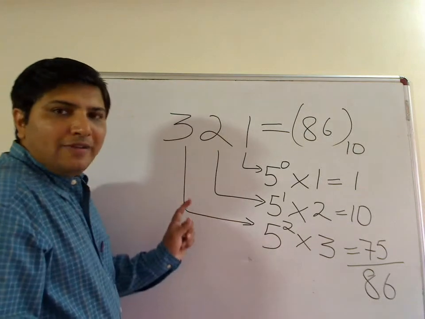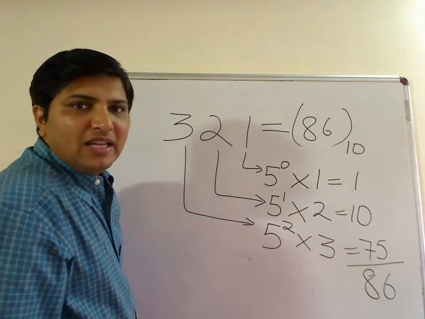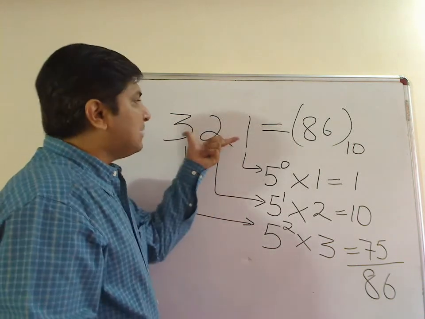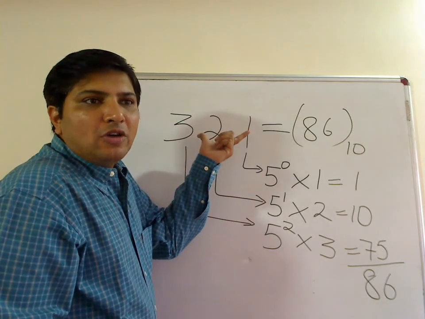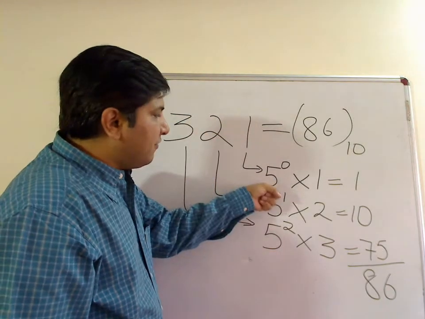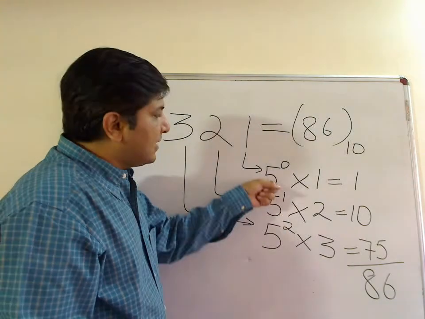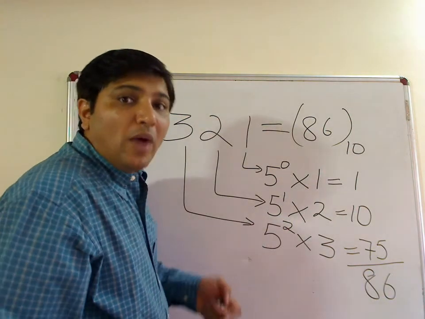Okay. Now I will try and explain to you the meaning of this particular structure of writing. But please understand this, that if it was some other base, suppose if you were dealing with 321 in the base of 7, then instead of 5 power 0, 5 power 1, 5 power 2, etc., you would be writing 7 power 0, 7 power 1 and 7 power 2. Why do we do this?